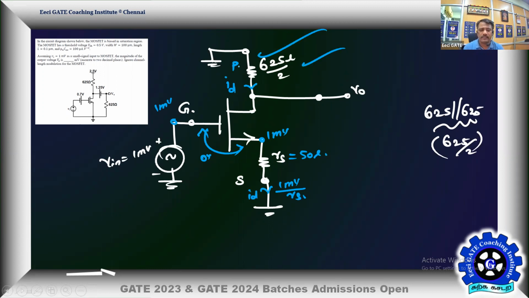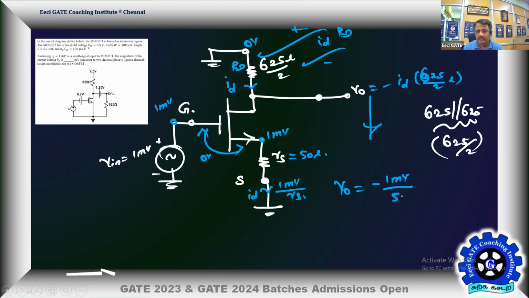That is going to make a drop here. Let me call this capital RD. So that is going to be small ID into capital RD. That's a drop. So this is 0 volt, and from 0 I am losing this. Therefore V naught is equal to minus ID into 625 by 2 ohms. That's the voltage V naught. So substitute your I, that is minus 1 millivolt by RS, which is 50 ohms, into 625 by 2. So that's your V naught.